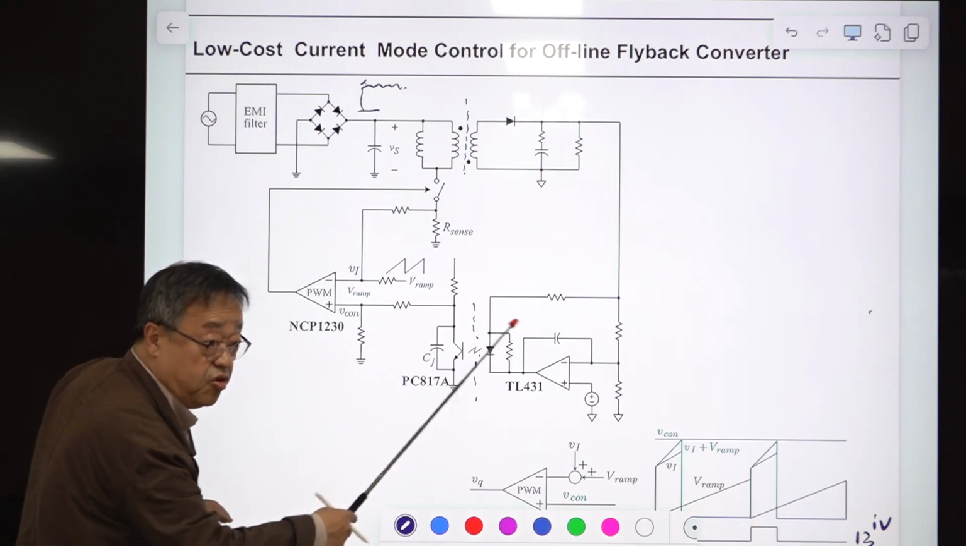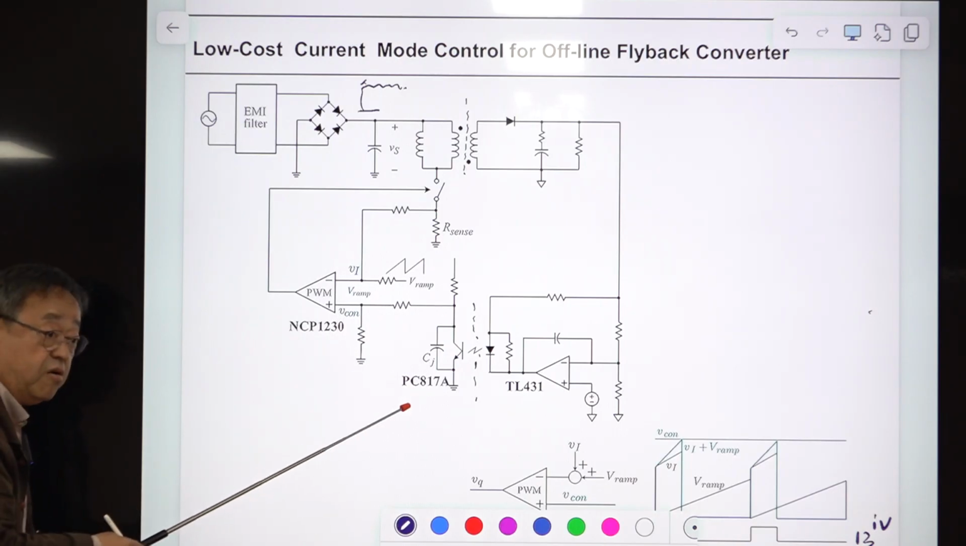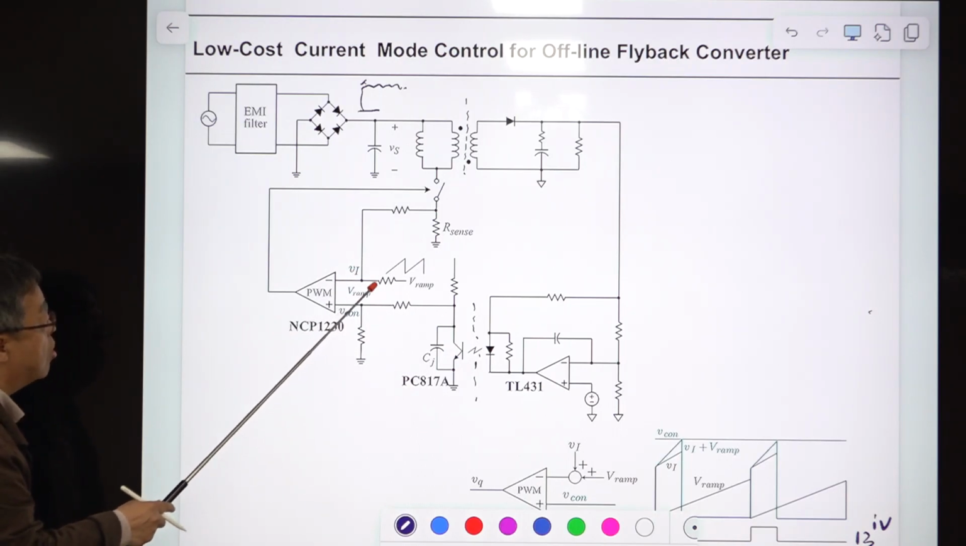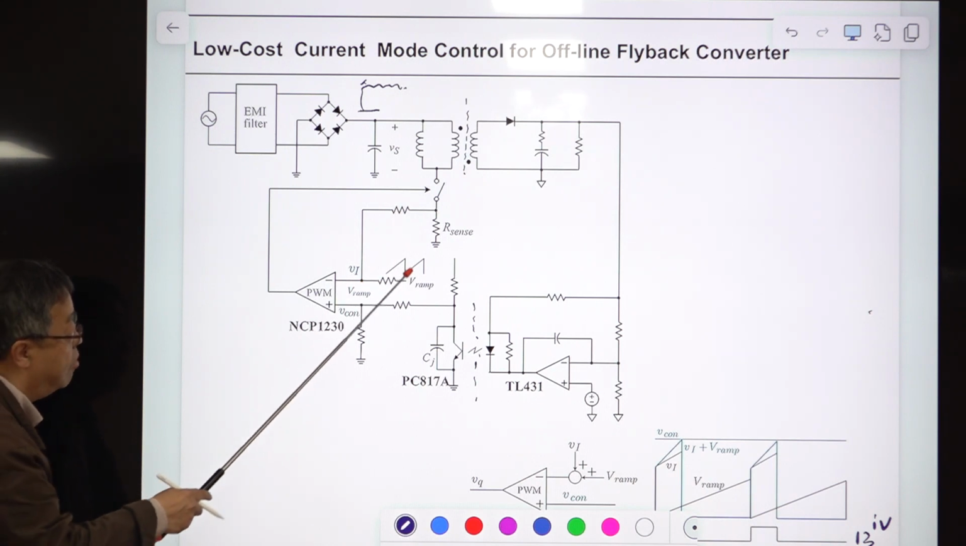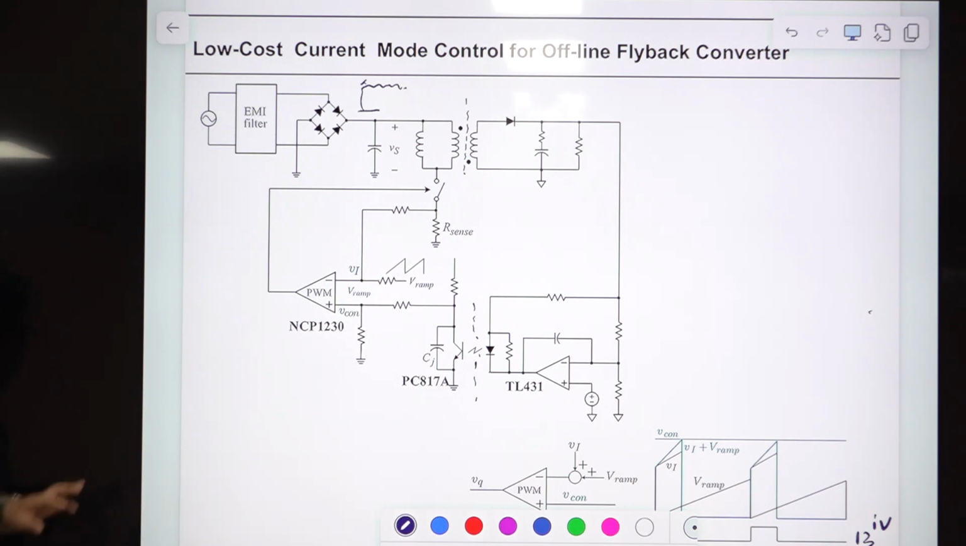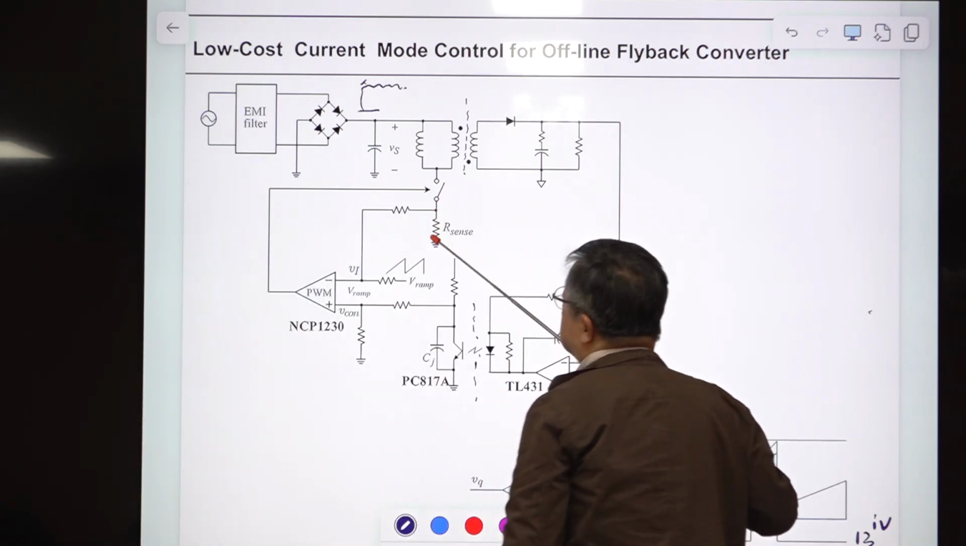Okay, this is the feedback circuit, and the PWM modulation is performed here. And this is the current mode control. This ramp is propagated to this, and it becomes the compensation ramp. And the switch current sensing signal is this one, CSN.